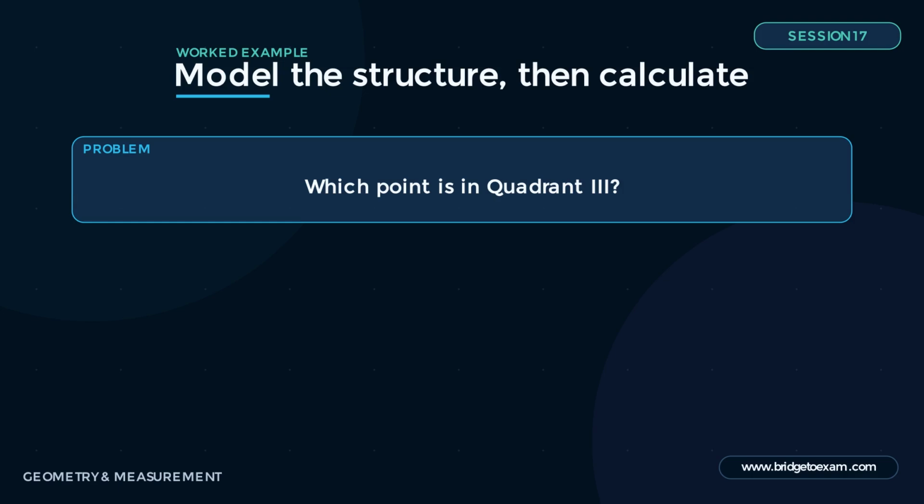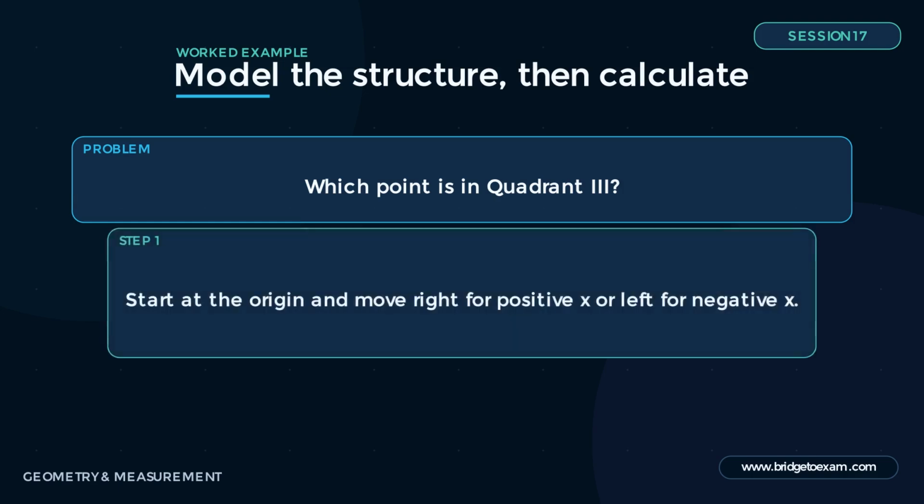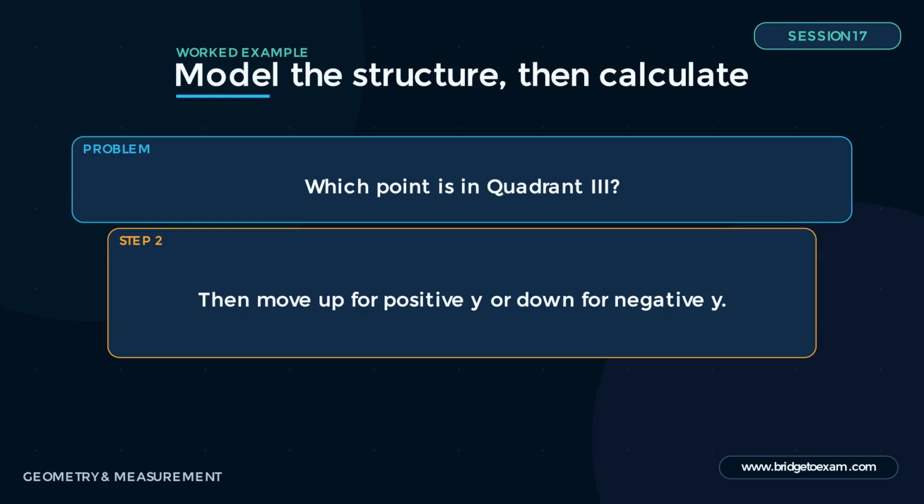Let us model a complete example. Which point is in quadrant 3? Step 1 is to organize the information. Start at the origin and move right for positive x or left for negative x. Step 2 chooses and sets up the relationship. Then move up for positive y or down for negative y.